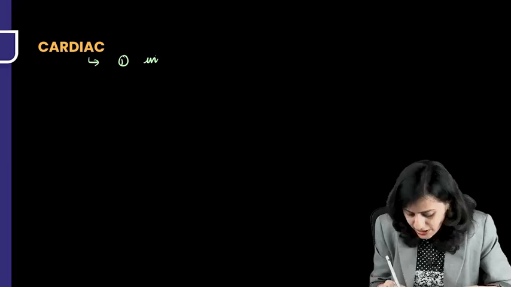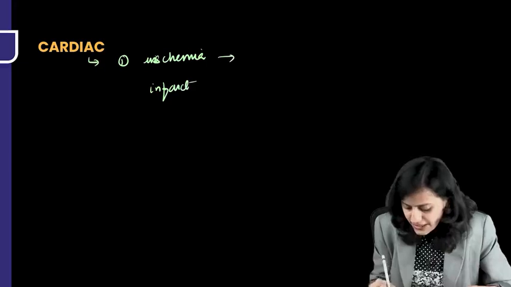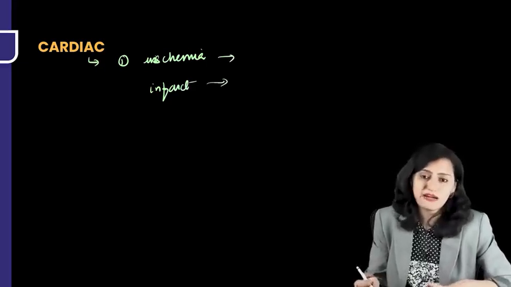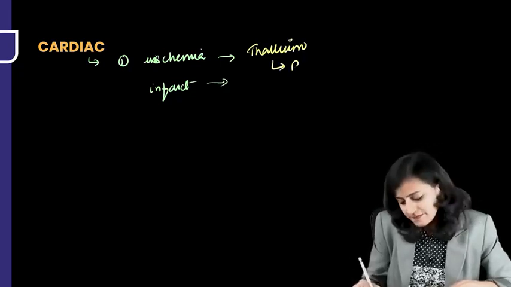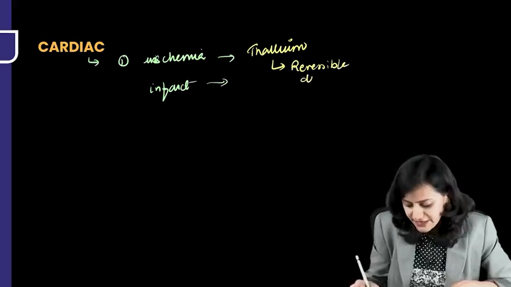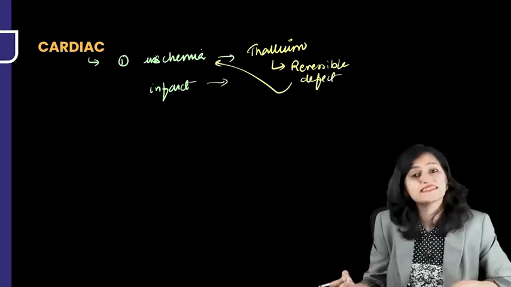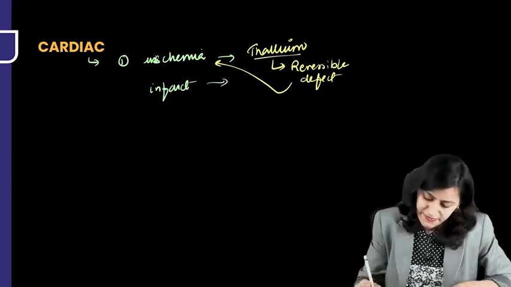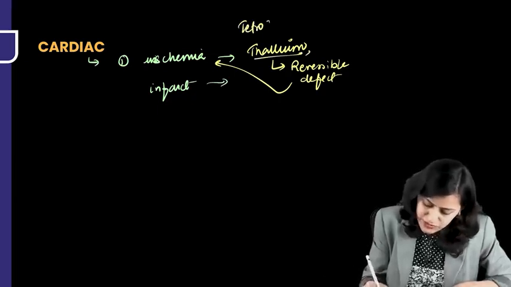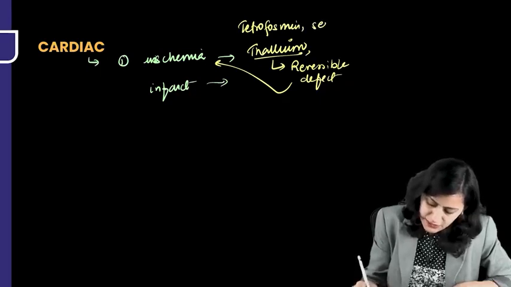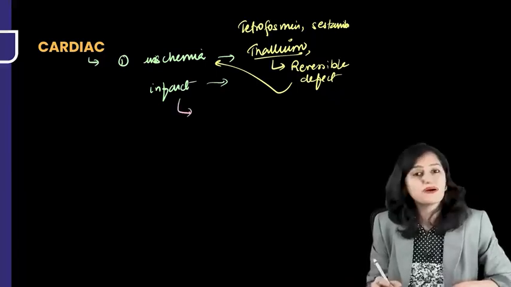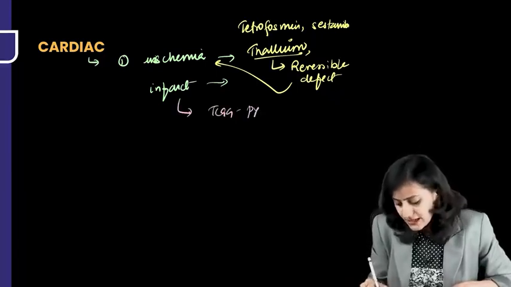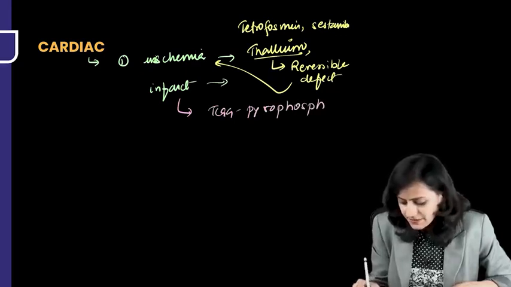First one, what do we do for cardiac perfusion? That is ischemia. And what do we do for cardiac myocardial infarct? So for ischemia, for perfusion, commonly used is the thallium scan. And in thallium scan, if we see a reversible defect, then it suggests it is ischemia. Irreversible will be infarct. So similar to thallium, we can also use tetrofosmin and we can use sestamibi for myocardial perfusion. What we use for myocardial infarct is technetium-99 pyrophosphate scan.